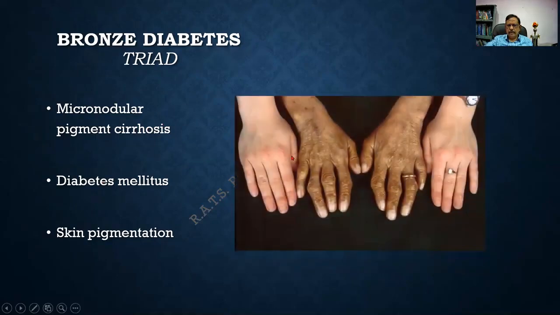And look at this one, a normal patient for control and then a hemochromatotic hand. And you can compare. There is a definite pigmentation in the skin that we can make out.